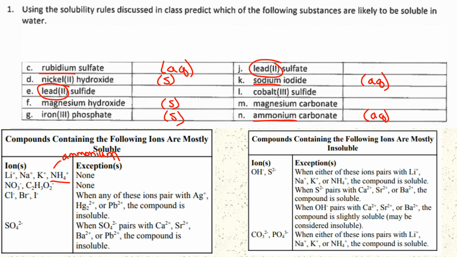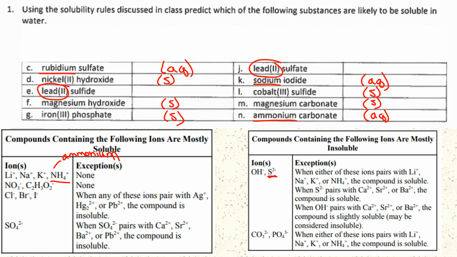Let's go ahead. Cobalt 3 sulfide. Do I have any rules about sulfide? Well, first off, what is sulfide? This is sulfide. All right. So when I look there, does cobalt meet any of the exceptions for sulfide? No. So we're going to say insoluble. All right. Carbonate. Do I have any rules for carbonate? Does magnesium meet the exception for carbonate? No. So that means it's solid.